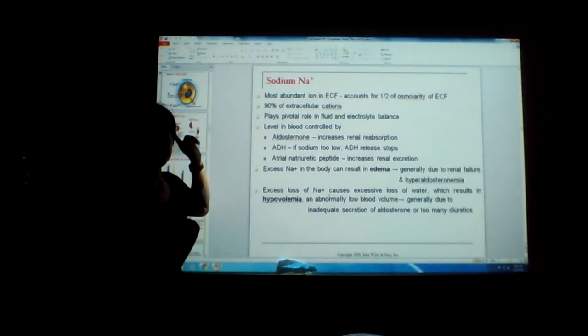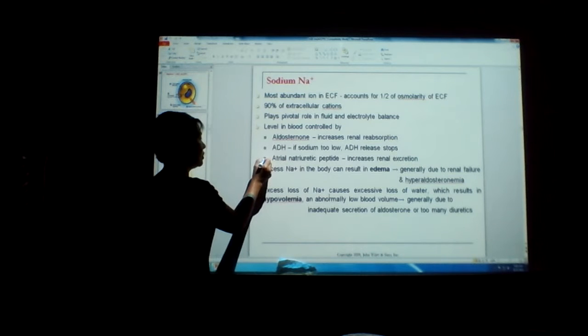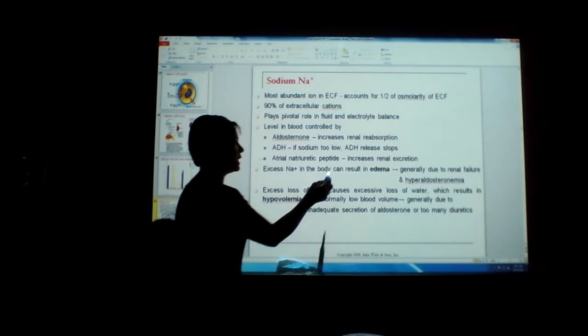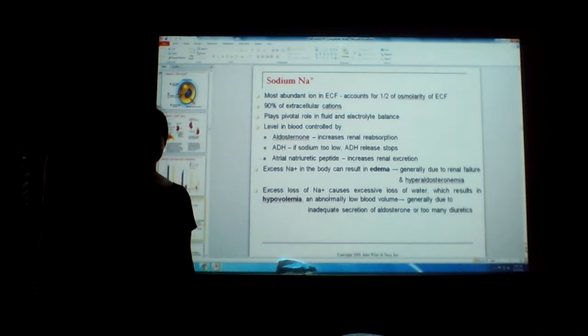If there's too much sodium, this is the opposite: atrial natriuretic peptide increases sodium release. Write down in your notes. Automatically, if there's a sodium imbalance, you think blood pressure problems. That is the first thing.